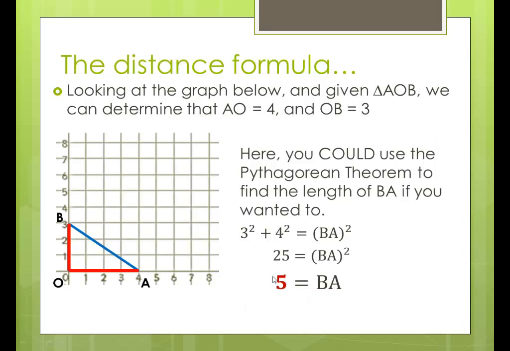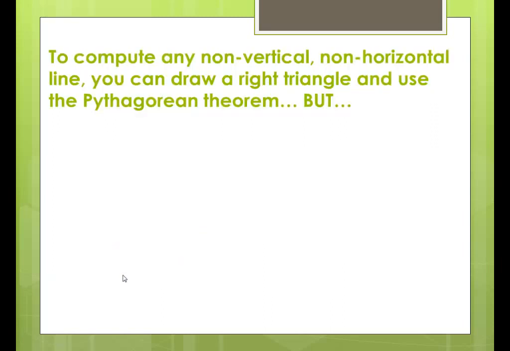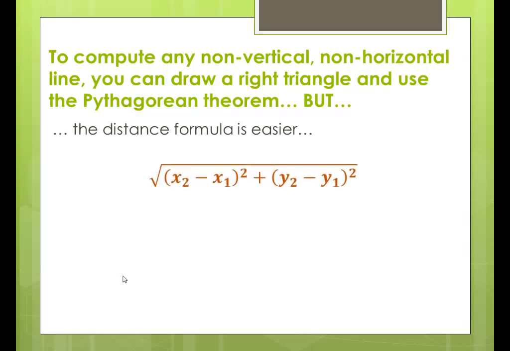Easy enough when it's from the point of origin, and it's an easily countable number like that. However, to compute any non-vertical, non-horizontal line, you can draw a right triangle and use the Pythagorean theorem. But the distance formula is easier. So this is the distance formula right here. We have the square root of x sub 2 minus x sub 1, quantity squared, plus y sub 2 minus y sub 1, quantity squared. And that's the square root of all of that. It looks more complicated on there than it actually is.